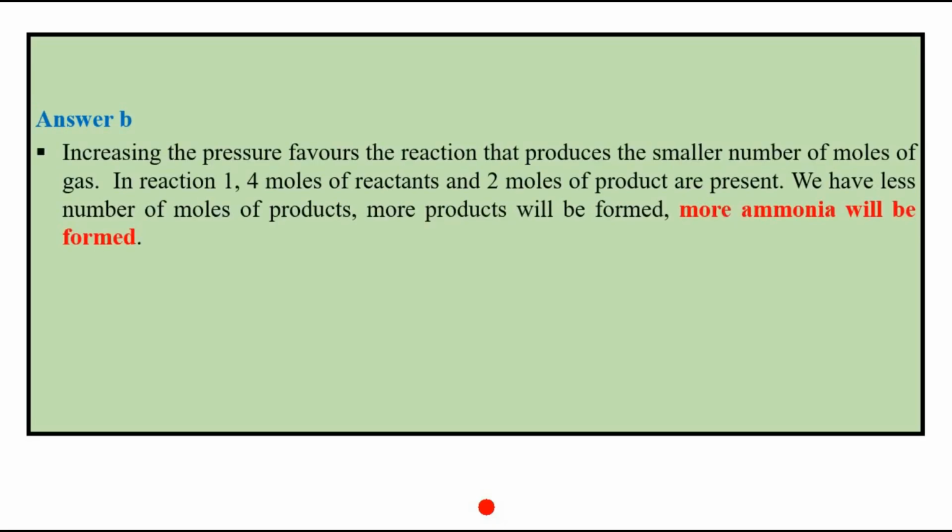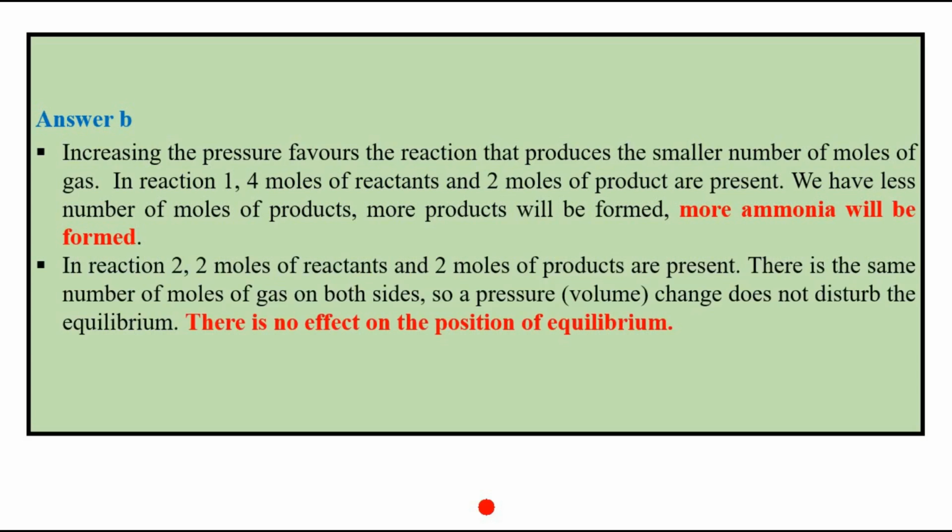For B, we have two different equations. Increasing the pressure favors the side with the smaller number of moles. In reaction 1, you have 4 moles of reactant and 2 moles of product, so there are fewer moles of product. That means more product will be formed, so more ammonia will be formed for reaction 1. For reaction 2, we have 2 moles of reactant and 2 moles of product. They are the same, so we don't have any change. There is no effect on the position of the equilibrium because we have the same number of moles for the product and the reactant.